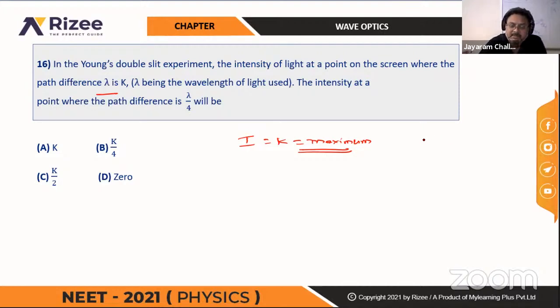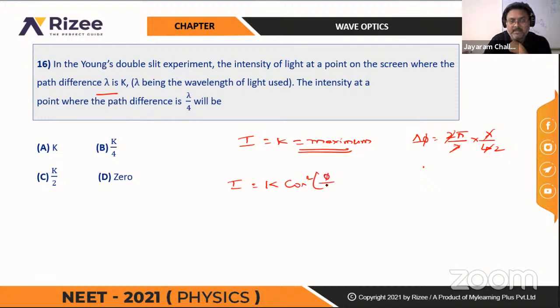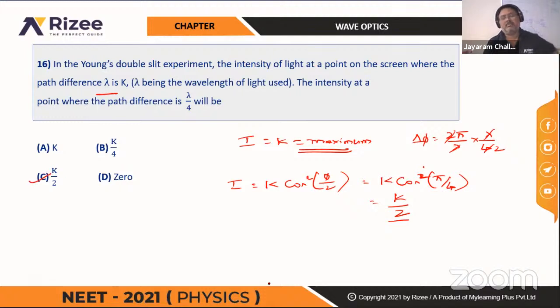If the path difference is lambda by 4, what will be the phase difference? Delta phi is equal to 2 pi by lambda into lambda by 4, which is pi by 2. When I substitute in the formula, I is equal to I maximum, which is k, times cos square of the phase change by 2, so k into cos square of pi by 4. Cos 45 is 1 by root 2, and 1 by root 2 whole square is 1 by 2, so the intensity is k by 2.